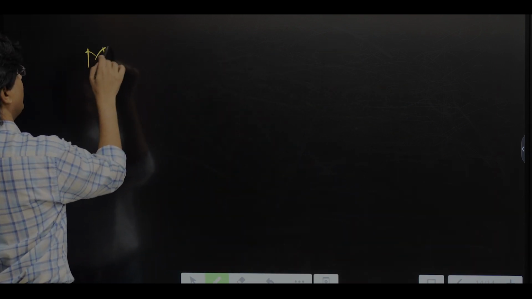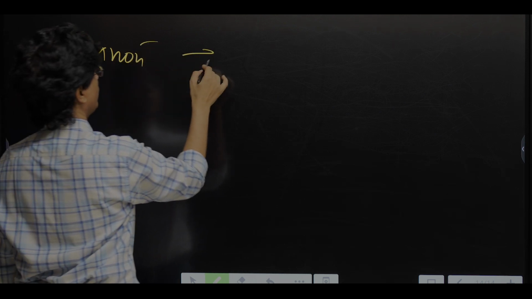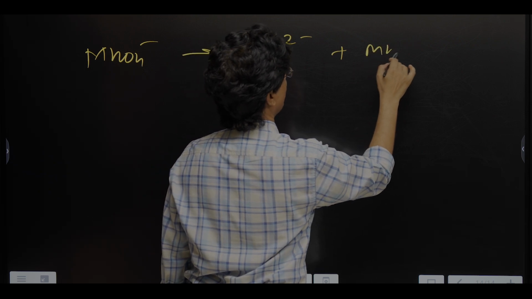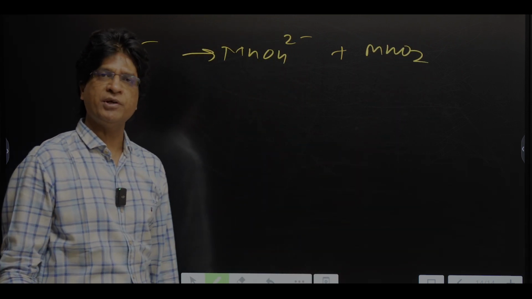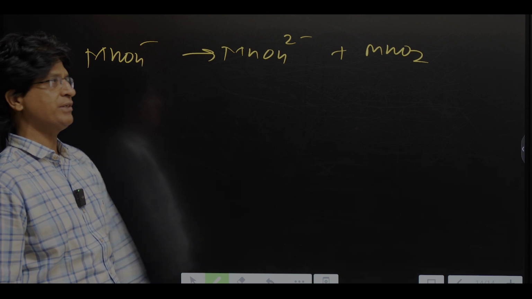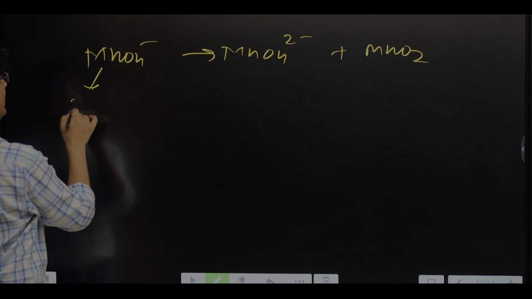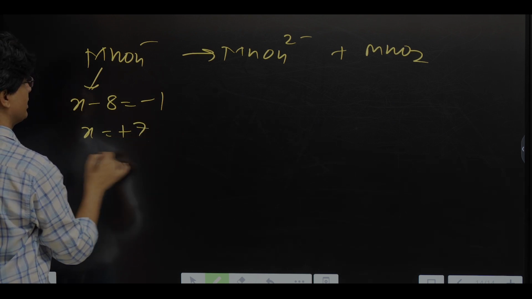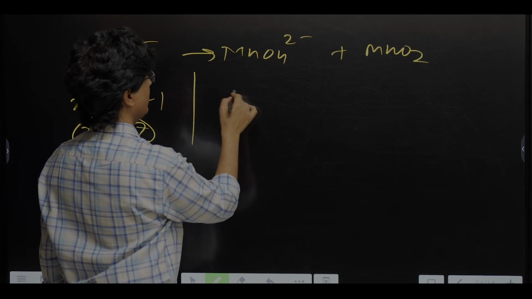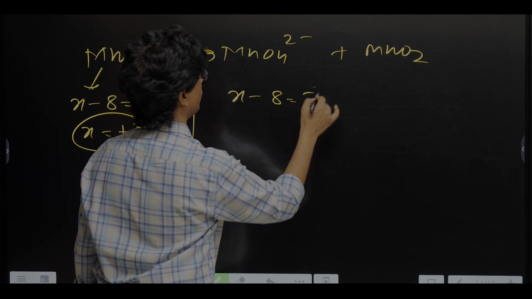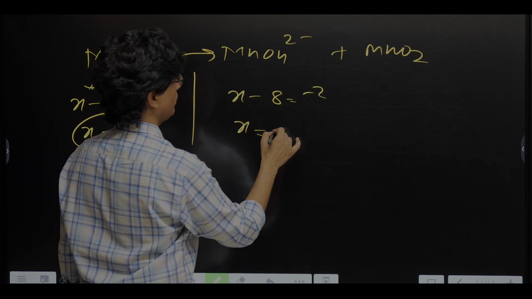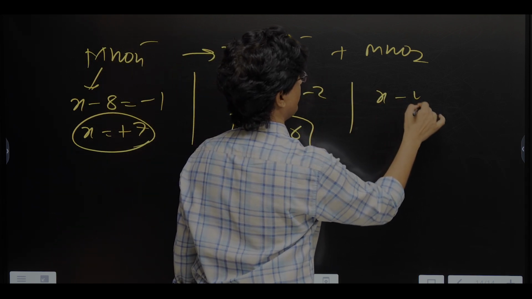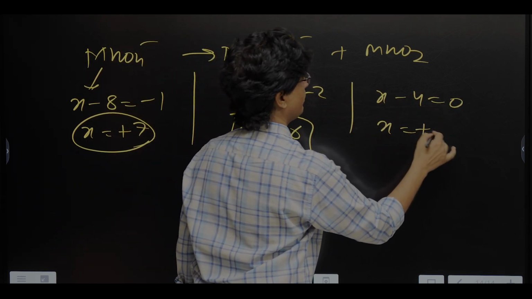Tell you one thing. MnO4 negative going to MnO4 2 minus and MnO2. Is it a case of disproportionation reaction? Come on. So let's say x minus 8 equal to minus 1, x equal to plus 7. Yes or no? Okay. X minus 8 equal to minus 2, x equal to plus 6. And over here, x minus 4 equal to 0, x equal to plus 4.